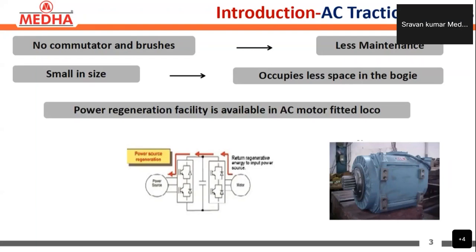So in three-phase electric locos, we have a facility of power regeneration. Regeneration is nothing but the power generated by the locomotive motors being given back to the OHE lines of the traction. During electric braking, the regeneration is possible in the three-phase electric locos.